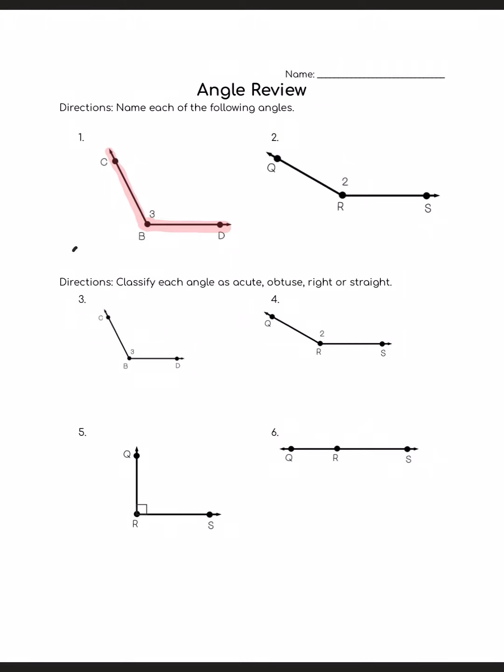So you could call this angle CBD. Just make sure you have the angle symbol out in front. You could also do that in the reverse order, so you could call it angle DBC. Another way you can name the angle is just using the vertex, so you could also call this angle B. And then lastly, if there is a number in the corner, you can just use that number, so you could call it angle 3.